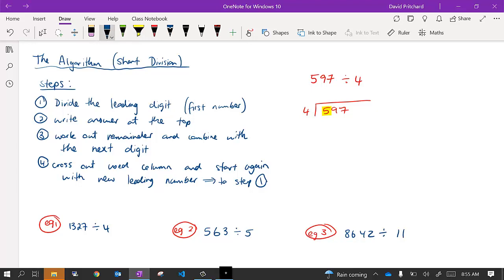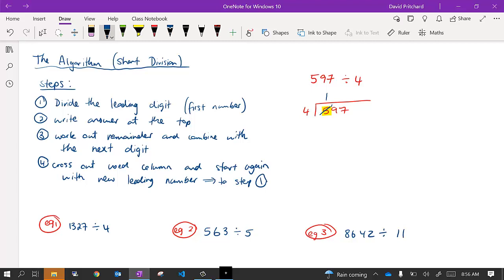So 5 divided by 4 is 1 with a remainder of 1. 4 times 1 is 4. We can't do 4 times 2, it's bigger than 5. So the idea here is how many times can 4 go into 5? And the answer is 1, and there's a remainder of 1. What I like to do in this situation is cross out that digit, knowing that I've used it, and that remainder goes on to the next one. So now we've got 19 as our new leading digit.